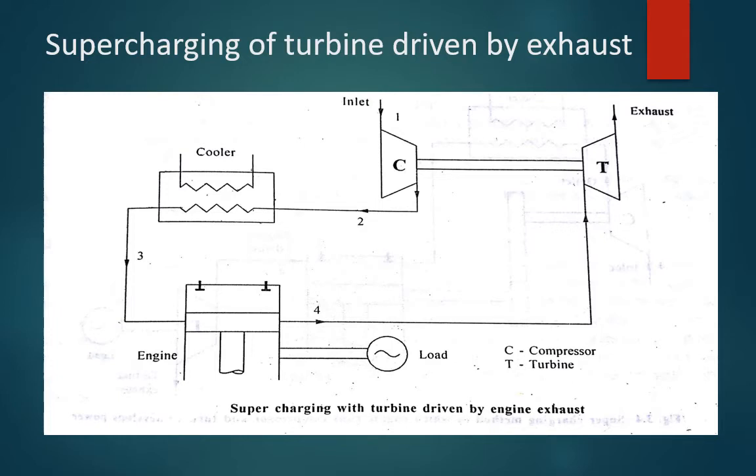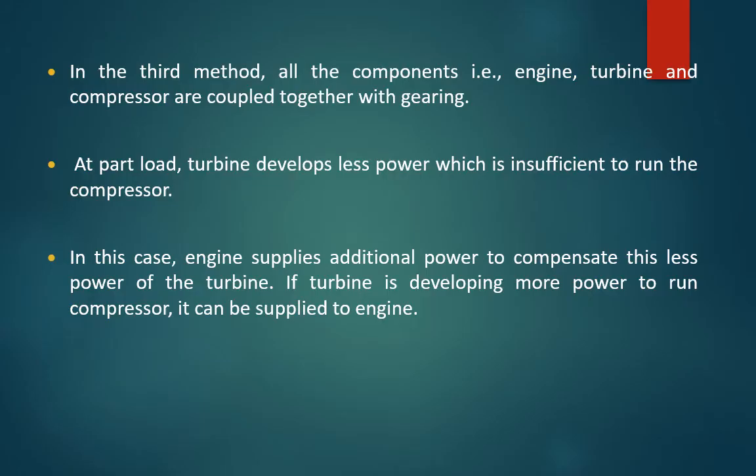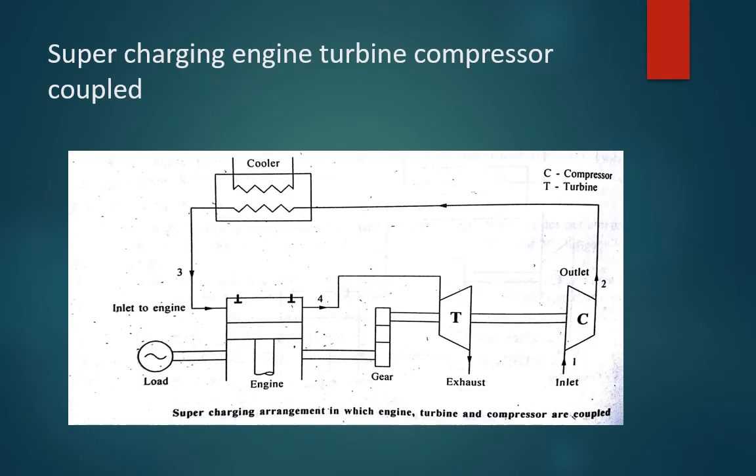Right? This is the arrangement we have for a turbocharging mechanism. In the third method, all the components, that is engine, turbine and compressor, are coupled together with gearing. At part load, the turbine develops less power, which is insufficient to run the compressor. In that case the engine supplies additional power to compensate for the less power of the turbine. If the turbine is developing more power than needed to run the compressor, it is supplied to the engine itself. This is a supercharging engine, with turbine and compressor being coupled together.